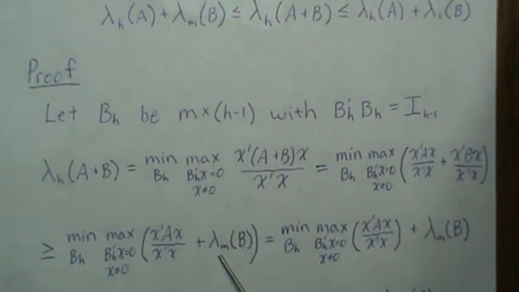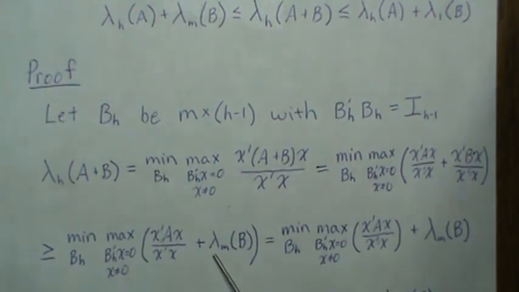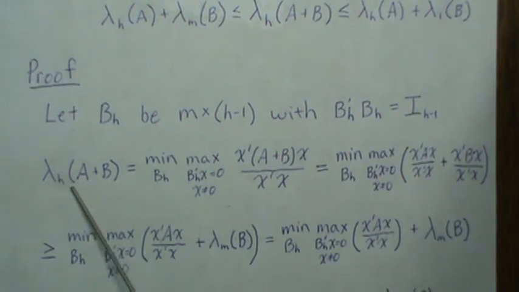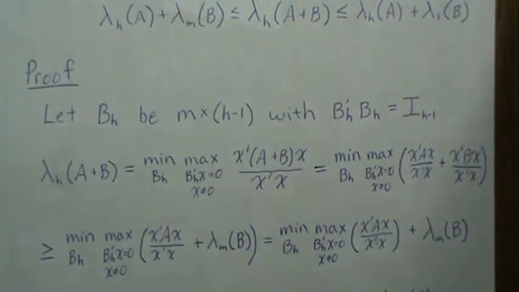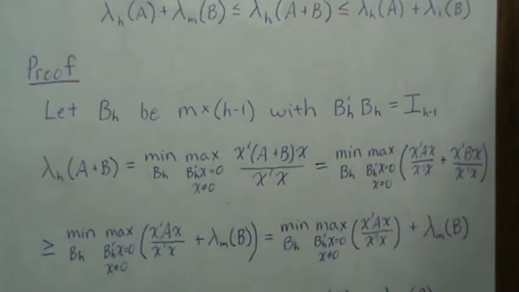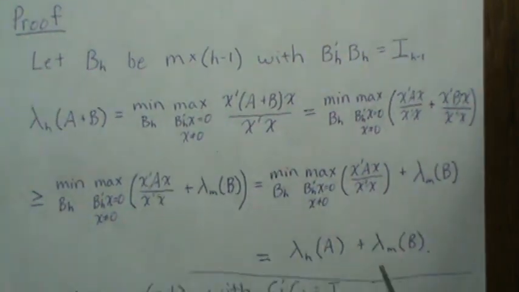Then we know that this has to be less than this quantity. Okay, and since this is a constant, we can pull it outside this min-max relationship. And then this, we just showed, has to equal the lambda h sub a. That was the previous theorem. And then we bring this down. So this quantity has to be greater than this quantity. And that's half the theorem.